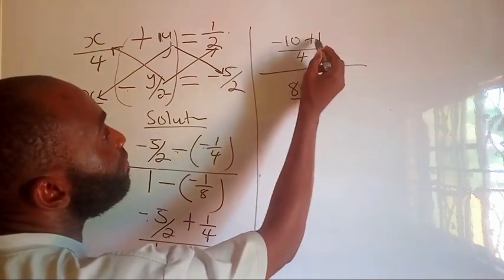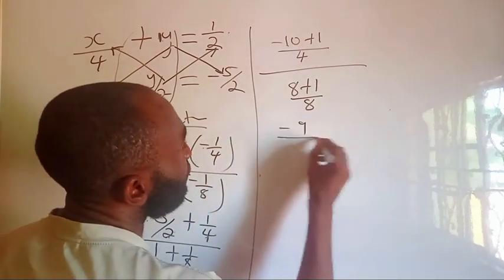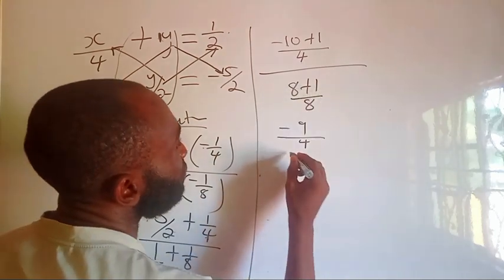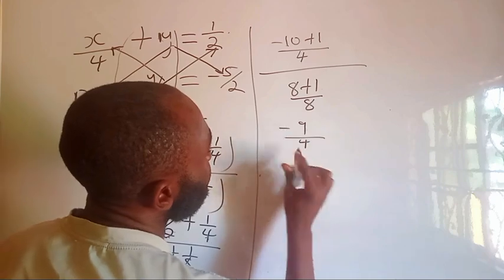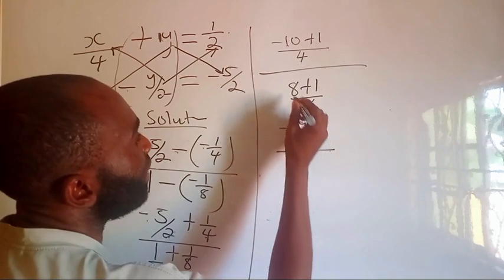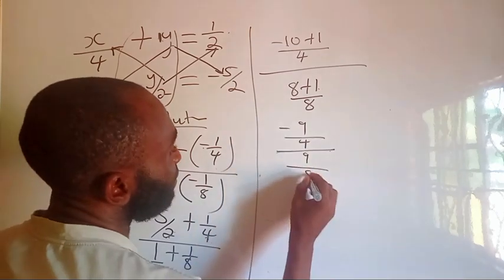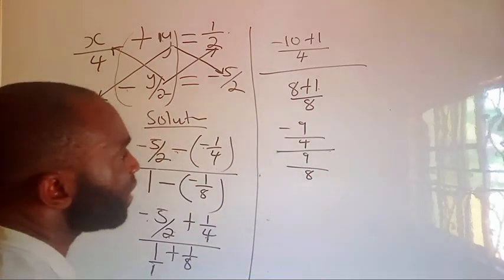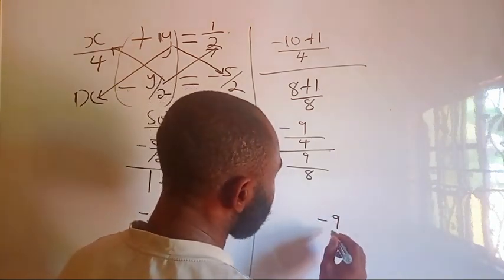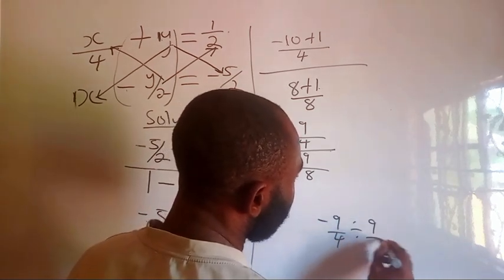So minus 10 plus 1 is minus 9 all over 4. Here too, 8 plus 1, we are done with the numerator. That will give us 9 all over 8.